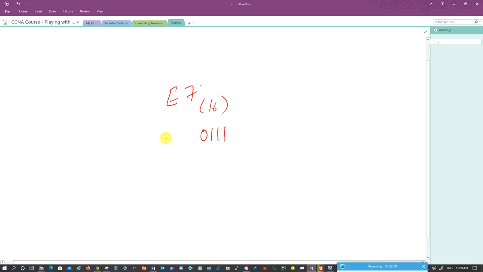And what is E? E is equal to 14, and 14 can be represented like this: 8 plus 4 plus 2, and this is 0. So 1110 and 0111, that's the answer. Simple. You got it from this to this easily. From here you can also work out the octal number by dividing the digits into groups of 3 and writing down the number for each one. Anyway, it's so easy for us to convert these numbers between different numbering systems.